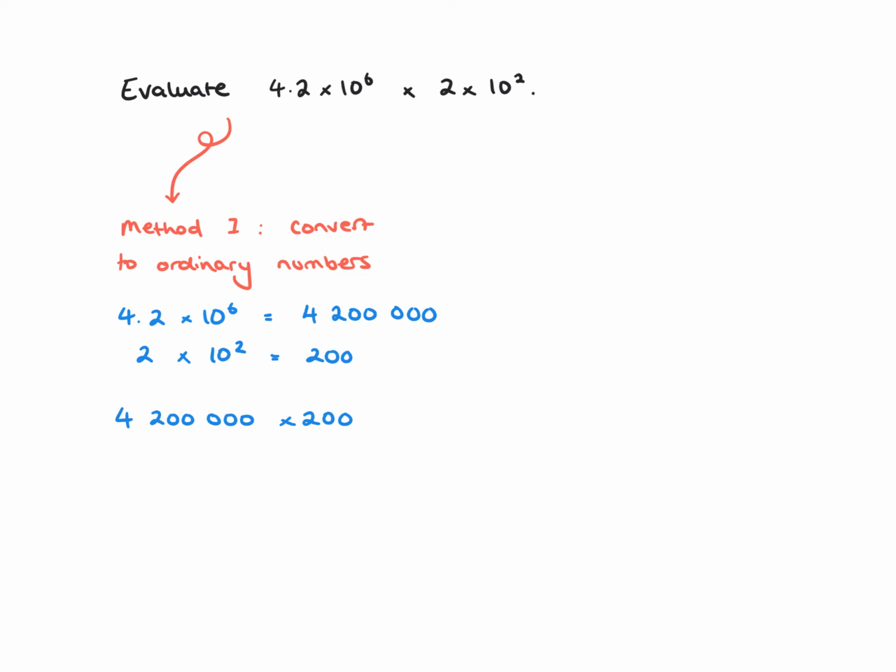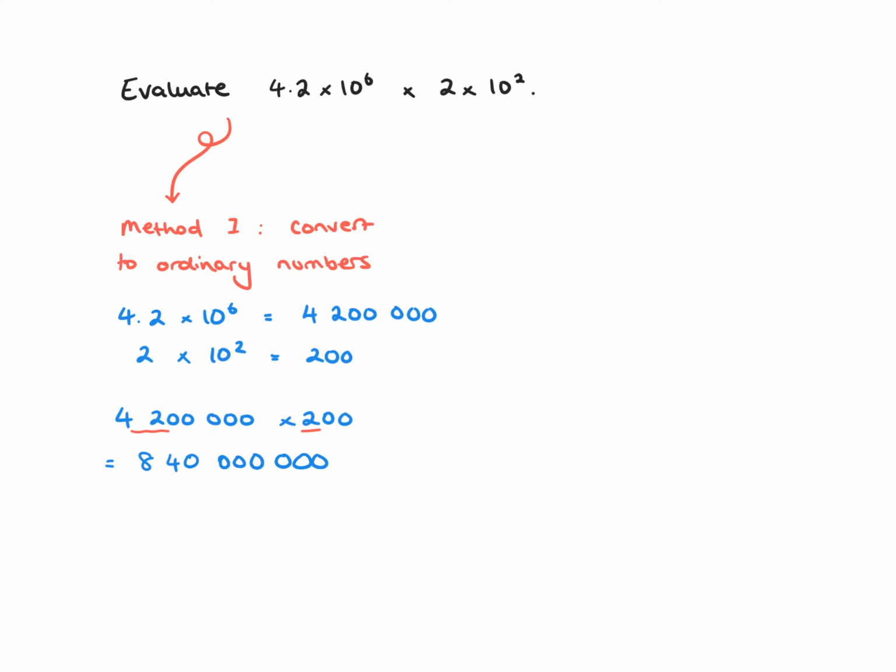4,200,000 times 200. And of course, to evaluate this, we can begin by simply multiplying 42 by 2 to get us 84. And then we spot that 4,200,000 is 100,000 times bigger than 42, and 200 is 100 times bigger than 2. This means our solution is going to be 10 million times bigger than 84, and that gives us 840 million.